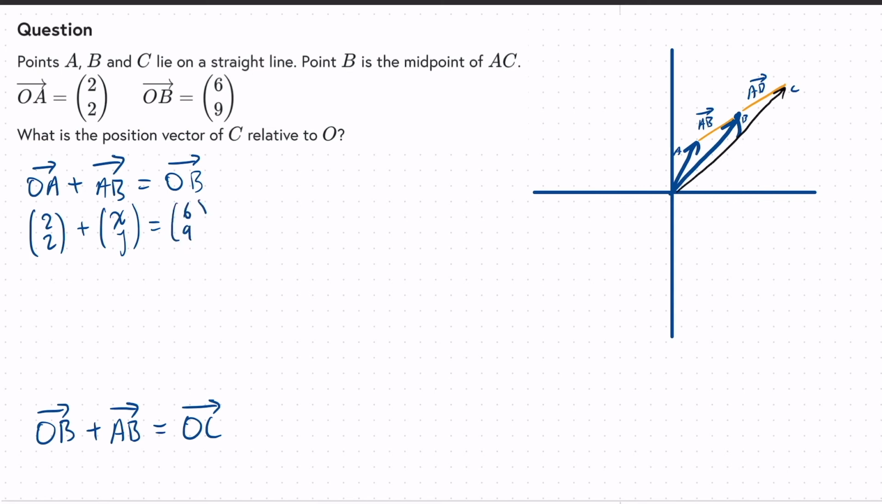So when we add vectors, it's much like arithmetic. So 2 plus something equals 6. Right, so x is going to be 4. The second one, 2 plus something equals 9, so that'll be 7. So that is my AB, which is equal to BC. Right, so let's think of this down here in terms of BC. They're the same.